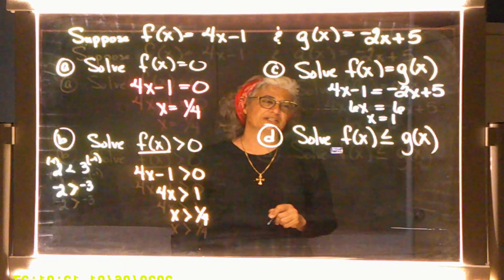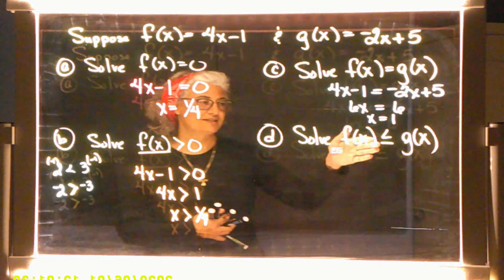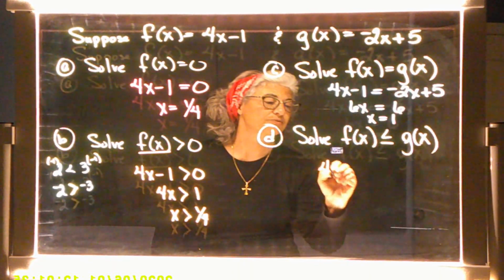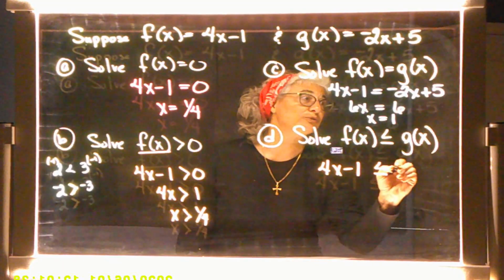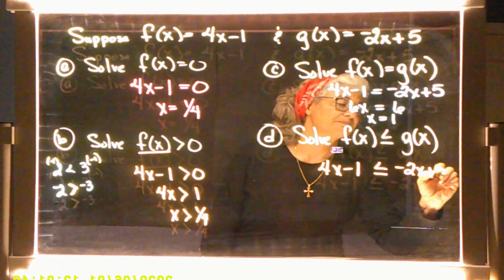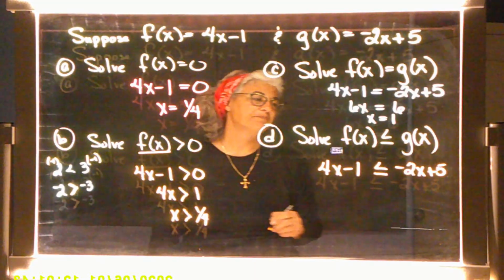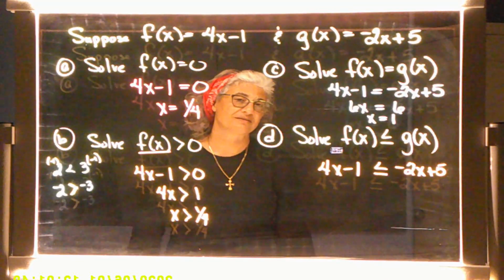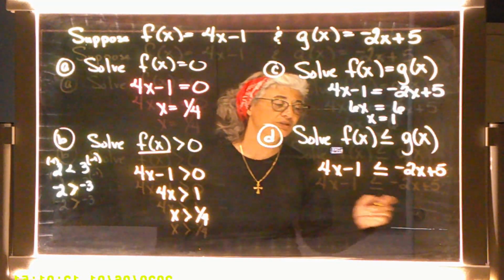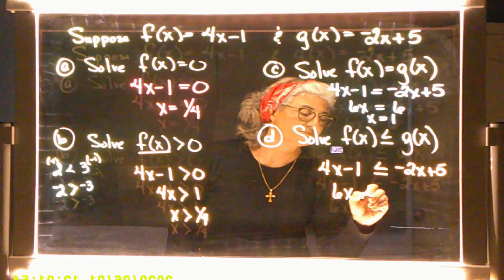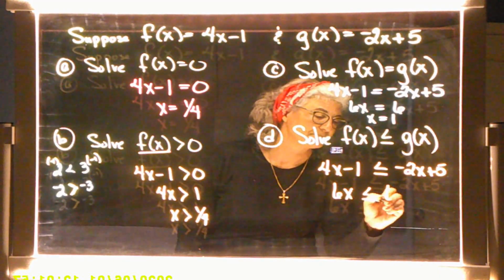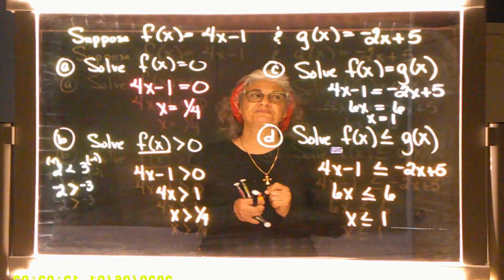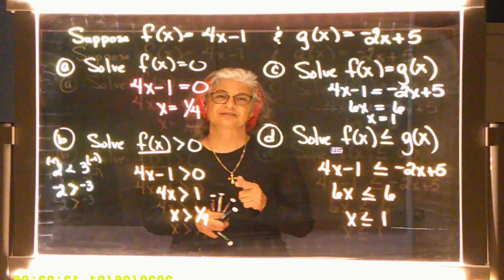Good? All right. Last but not least, now I've got the inequality. And they're asking for f of x, which we know is 4x minus 1, less than or equal to g of x. Right? Okay. I'm going to bring my x's over here. Why? I always like my x's to be positive. If they go negative, that's fine. I don't really care. But I get the same answer either way. So in this case, x is less than or equal to 1. Cool?